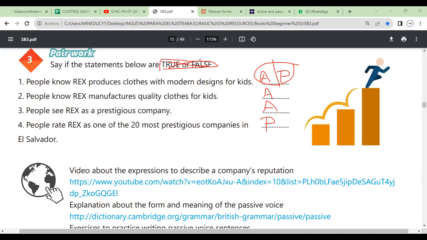Now let's see what's going on. What are the features or the structures in the sentence that make you think that's active or passive? A los que contestaron, ¿qué les hizo pensar que la oración es activa o que la oración es pasiva? ¿Dónde, cómo lo reconocemos? Okay, anybody in the group, please. For the verb. Okay. Ajá. People know. Por el adjetivo, dice, está antes y el otro creo que está después. What is the adjective? People know Rex produces clothes with modern designs. Modern is the adjective in this one.